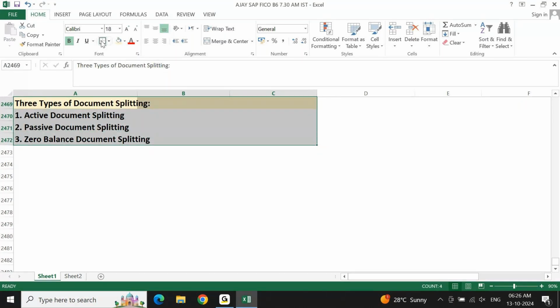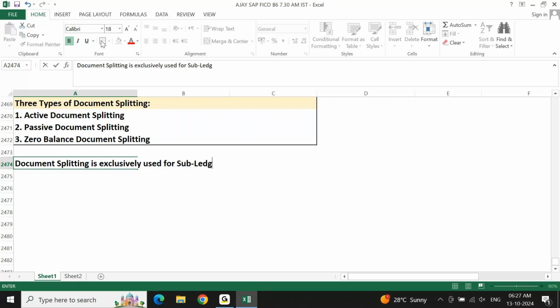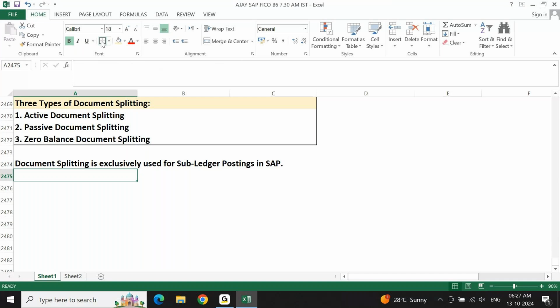Okay, these three things also you need to remember. Next one, document splitting is exclusively used for Subledger postings in SAP. Okay, this is exclusively used for Subledger postings in SAP.